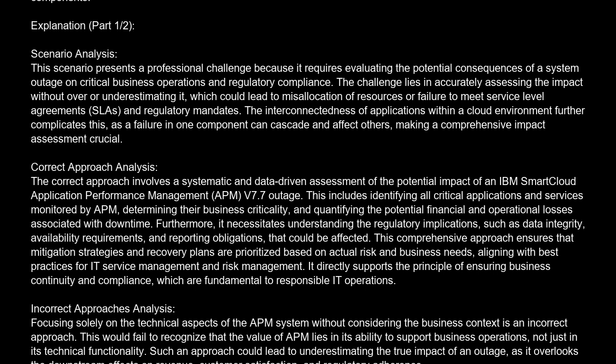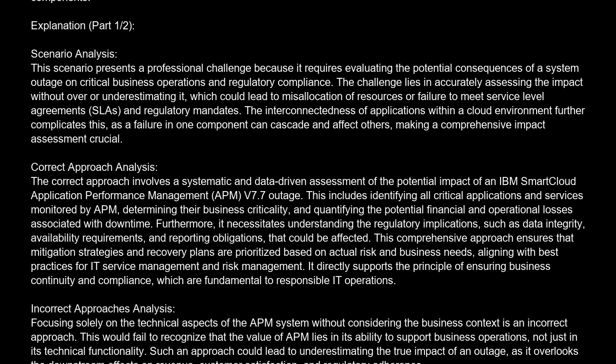Correct approach analysis. The correct approach involves a systematic and data-driven assessment of the potential impact of an IBM SmartCloud Application Performance Management (APM) v7 outage. This includes identifying all critical applications and services monitored by APM, determining their business criticality, and quantifying the potential financial and operational losses associated with downtime.